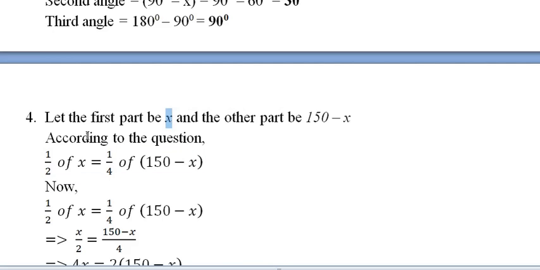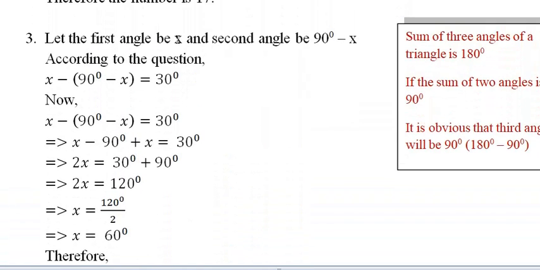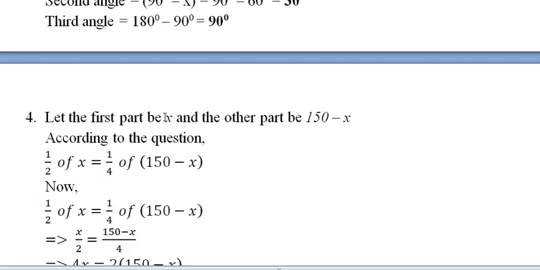Anyway, so let the first part be x, and the other part will be 150 minus x, because you are dividing 150 into two parts. It is just like in question number 3, where the first angle was x and the second angle was 90 degrees minus x. The same concept applies here in question number 4: the first part will be x and the second part will be 150 minus x.